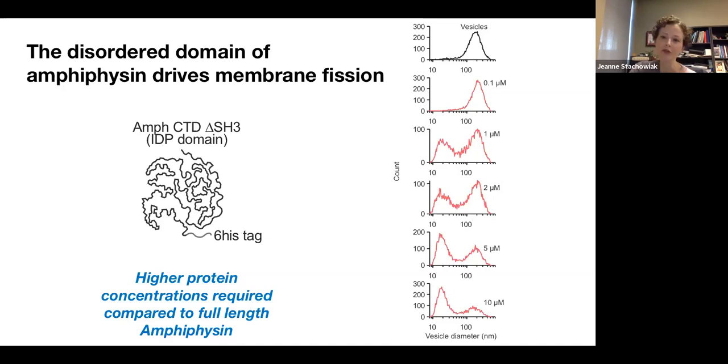So that really illustrates that the bar domain, which can oligomerize on the surface and is a dimer, is really potent at concentrating these disordered domains. And that, more than directly scaffolding the membrane, may be one of the key functions of the bar domain, which is to concentrate proteins locally.